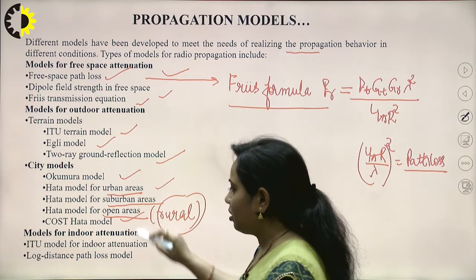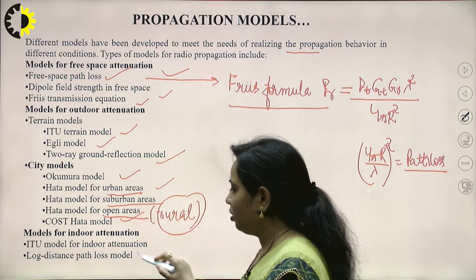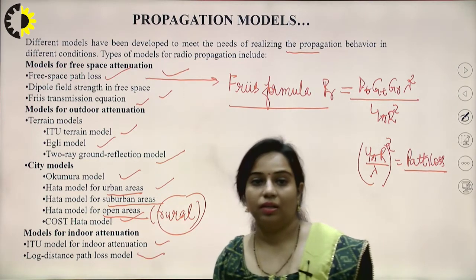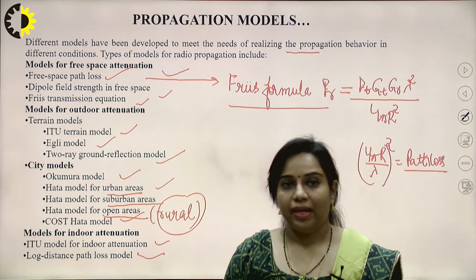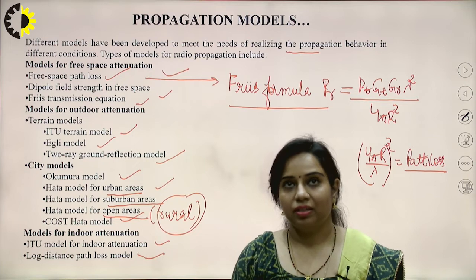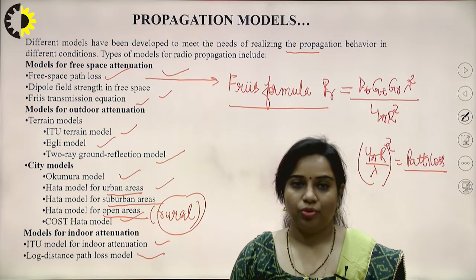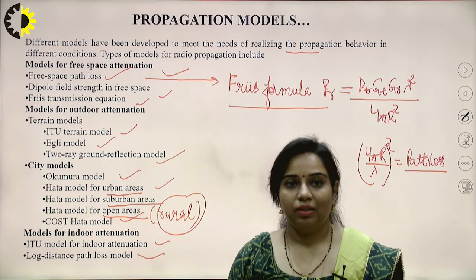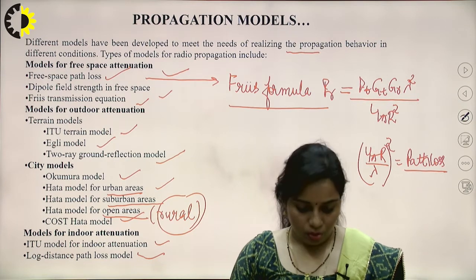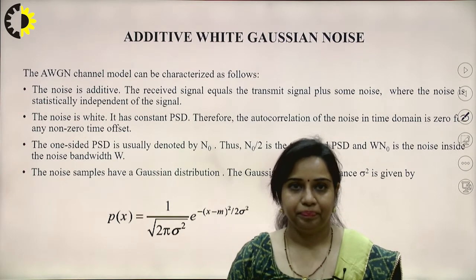Another is the COST Hata model. Then models for the indoor attenuation are the log distance path loss model and the ITU model for indoor attenuation. So these are the various models, and you can visualize that these are dependent on whether it is considered for outdoor application or indoor application, and secondly whether it is going to cover an urban area or a rural area. So indirectly it is related to population only.